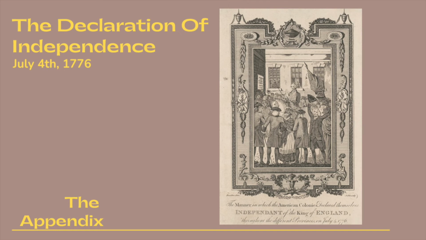We, therefore, the representatives of the United States of America, in General Congress assembled, appealing to the Supreme Judge of the world for the rectitude of our intentions, do, in the name and by authority of the good people of these colonies, solemnly publish and declare that these colonies are, and of right ought to be, free and independent states, that they are absolved from all allegiance to the British Crown, and that all political connection between them and the state of Great Britain is and ought to be totally dissolved, and that as free and independent states they have full power to levy war, conclude peace, contract alliances, establish commerce, and do all other acts and things which independent states may of right do.